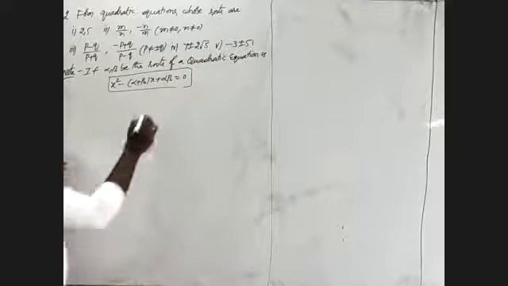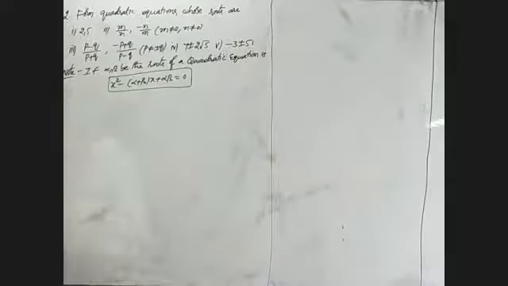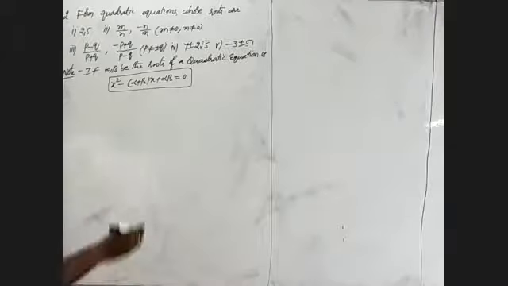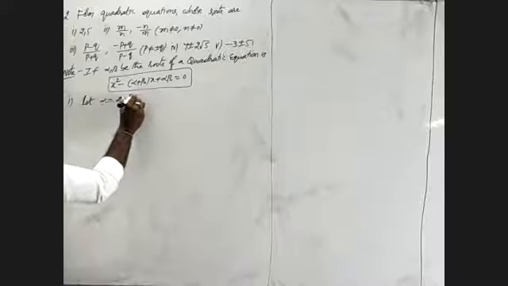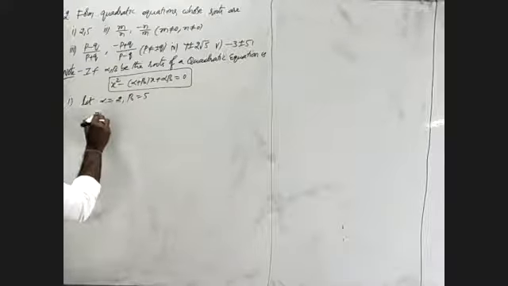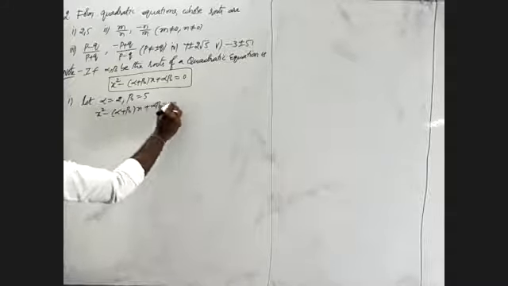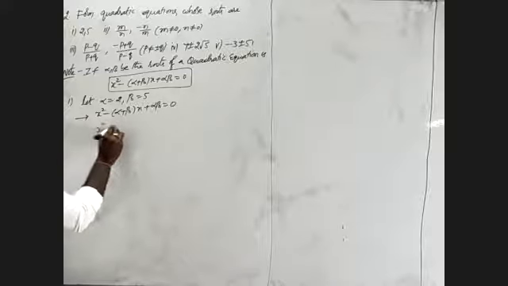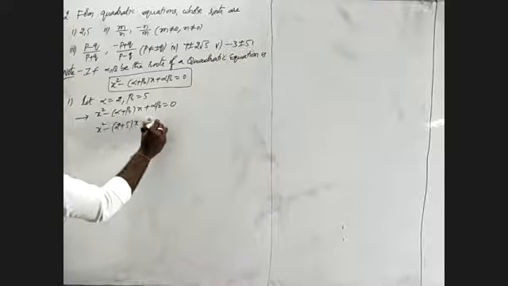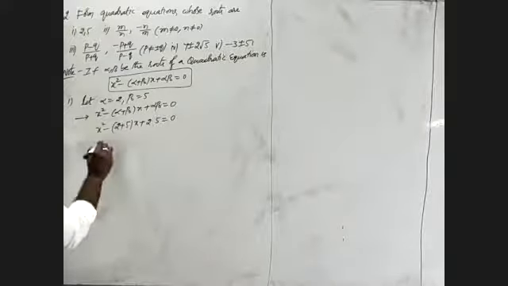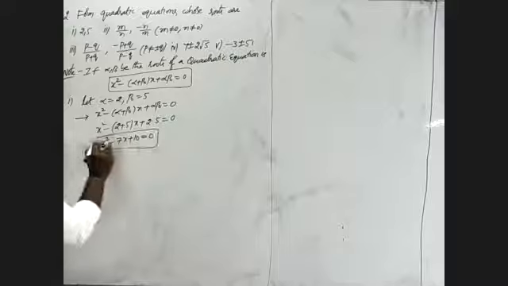What is the formula? Alpha comma beta are the roots of a quadratic equation: x square minus alpha plus beta into x plus alpha beta is equal to 0. First problem, let alpha is equal to 2, beta is equal to 5. The equation is x square minus alpha plus beta into x plus alpha beta is equal to 0. That is x square minus, where alpha is 2 and beta is 5, into x plus 2 into 5 is equal to 0. That is x square minus 7x plus 10 is equal to 0. This is the first one.